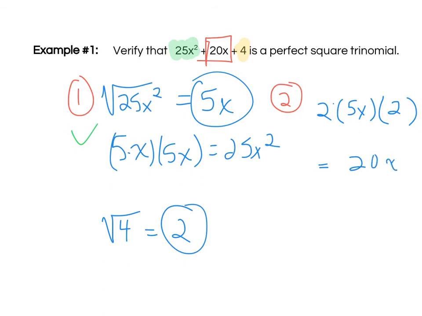So now I'm just going to go and verify. Well, that was what I was looking for. I was looking for my middle term to be 20x, and it is. Therefore, I've met the criteria for identifying this as a perfect trinomial square.